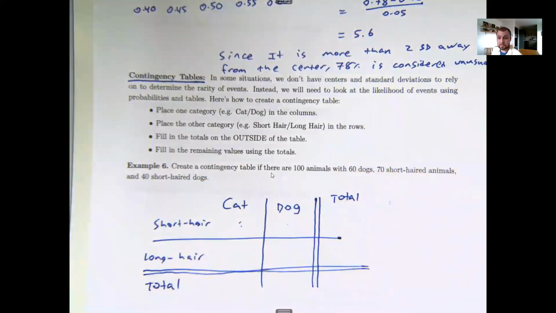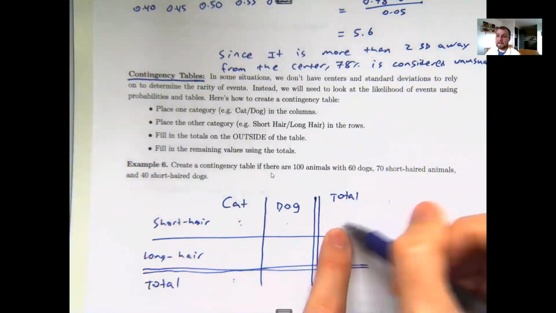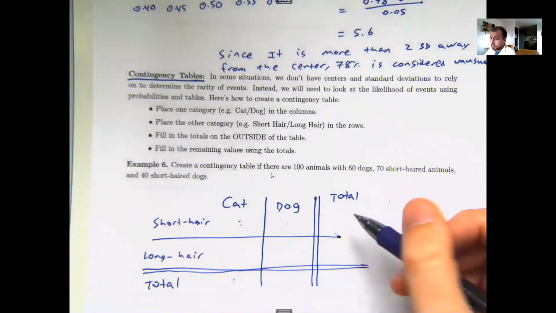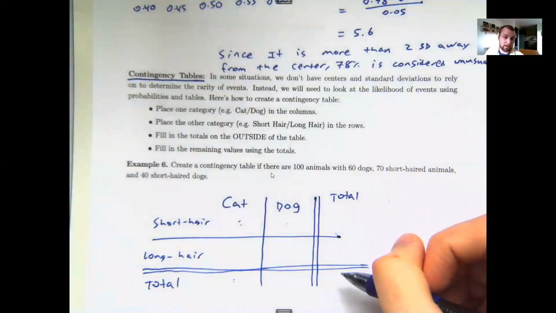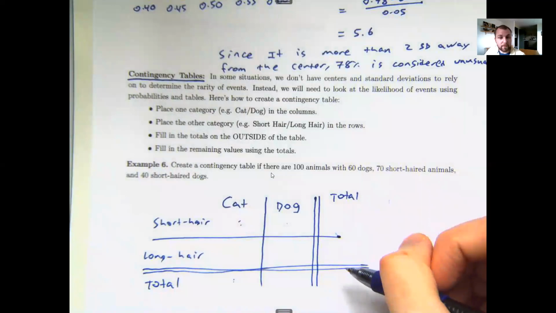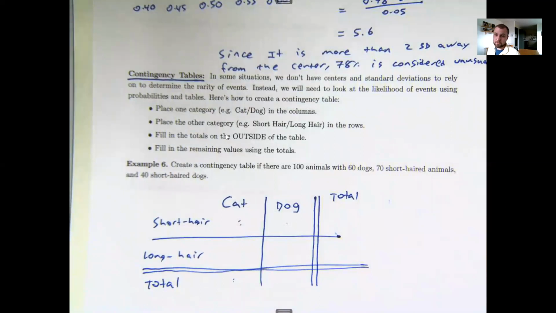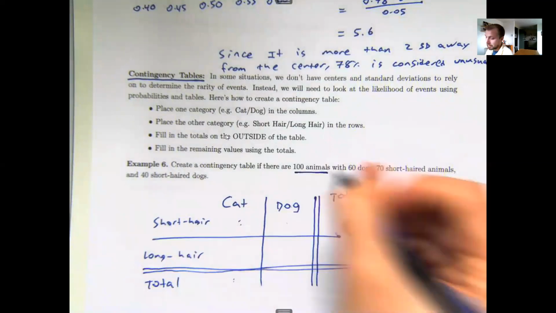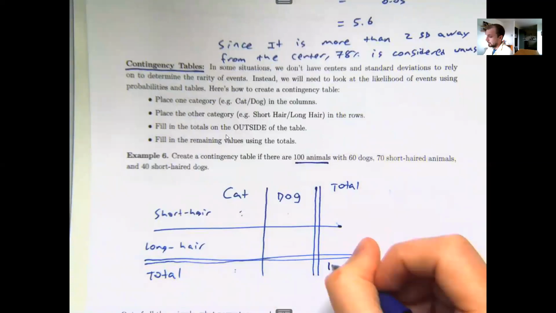So just practicing reading these new values, this is the total number of cats, the total number of dogs, the total number of short-haired animals, the total number of long-haired animals, and the total number of animals altogether. I'm going to fill in these totals, and then I'm going to solve for the remaining values. So let's see what we're told. 100 animals. That's the total of all of the animals. So I'm going to put that in the lower right corner.